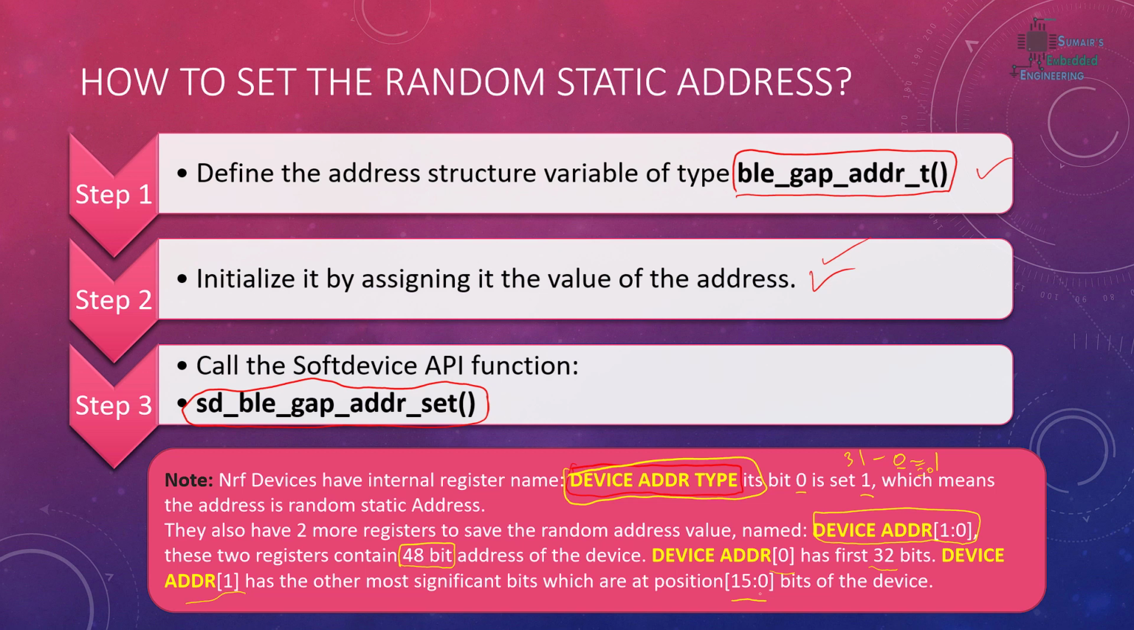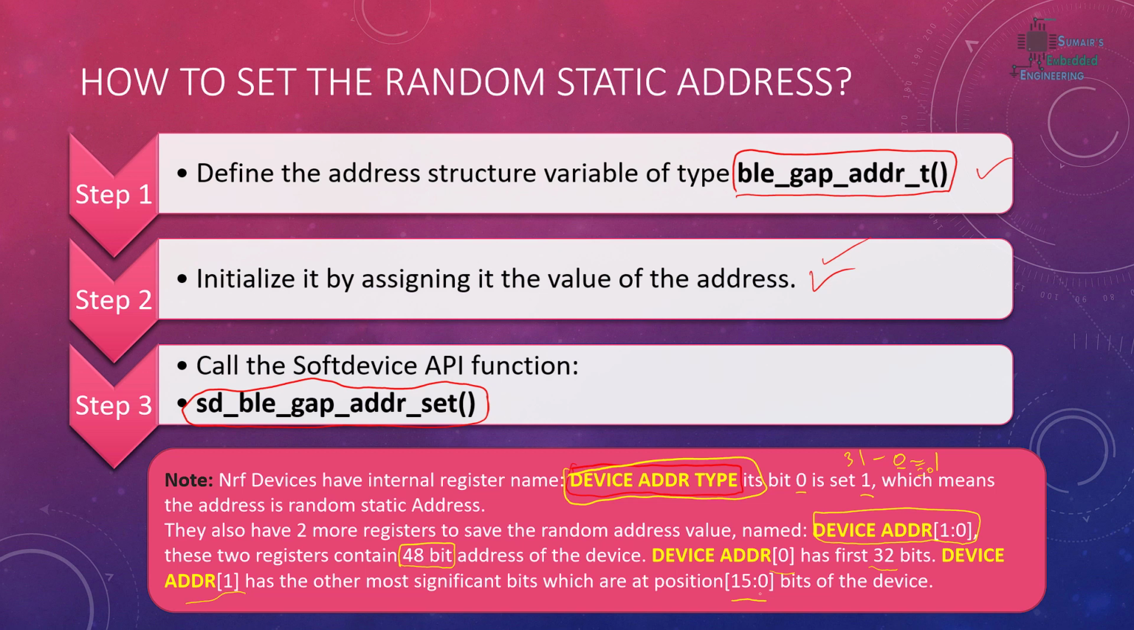We didn't set the address in the base code that we previously did. We did not assign any address to the device. Then how come our device has the address? It was because of these registers. There was a random value saved in these registers, and the soft device will automatically assign this to our device. But today we are seeing this random static address, and we will program this.